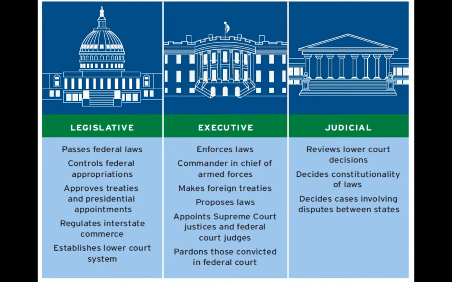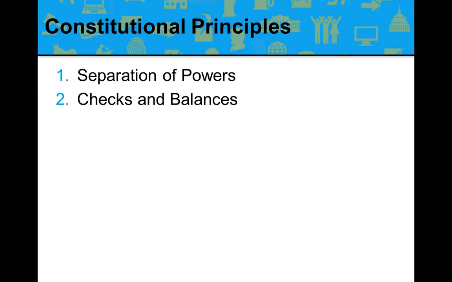They can look at acts of Congress and declare them constitutional or unconstitutional. And if one state wants to sue another state, then that particular type of case has to go to the federal judiciary. So that's a brief look at the separation of powers. Of course, each one of these branches has the ability to check and balance the powers of the others.